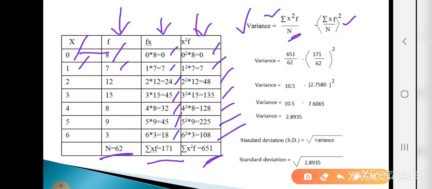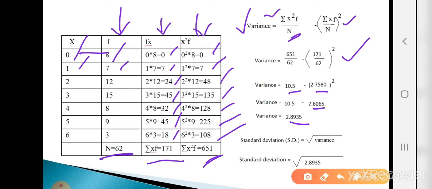Just plug the value of summation x square into f and summation x into f in the formula. So variance is equal to 651 divided by 62, capital N value is 62, minus summation xf, 171 divided by 62, whole square. Now 651 divided by 62 is 10.5, then 171 divided by 62 is 2.7580, bracket square, that value is 7.6065, then 10.5 minus 7.6065, so the value is 2.8935.